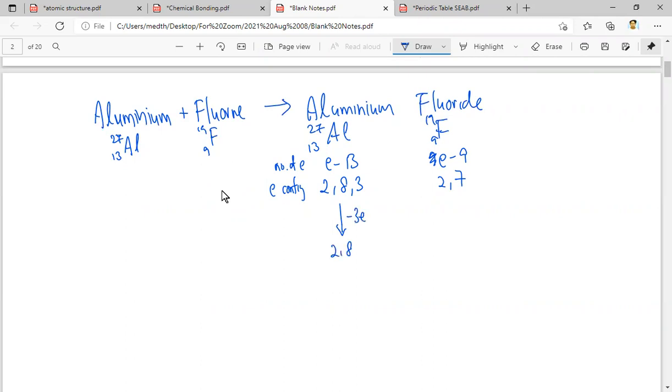I'm going to get 2, 8. So this is the electronic config for the ion. This is actually the electronic configuration for the atom. So you lose 3 electrons to form the ion, and this is actually Al3+. For fluorine, it is 2, 7. Obviously, even if you don't see the periodic table, you know that it will gain 1 electron. It will become 2, 8. This is actually my F minus.